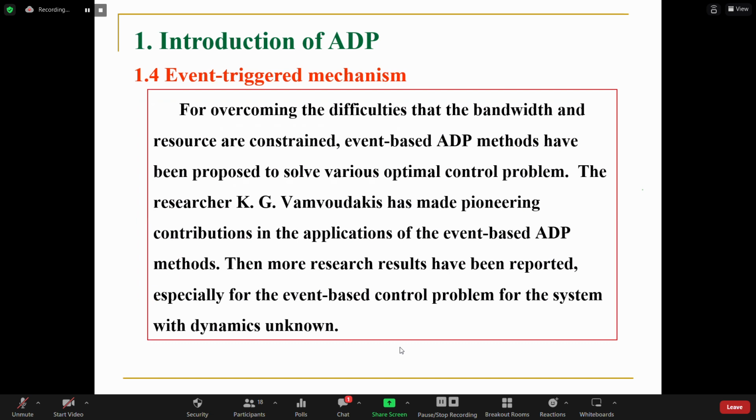For overcoming the difficulties like constrained bandwidth and resources, event-based ADP methods have been proposed to solve various optimal control problems. The researcher K. G. Vamvoudakis has made pioneering contributions in the applications of the event-based ADP method. Then more research results have been reported, especially for the event-based control problem for systems with unknown dynamics.